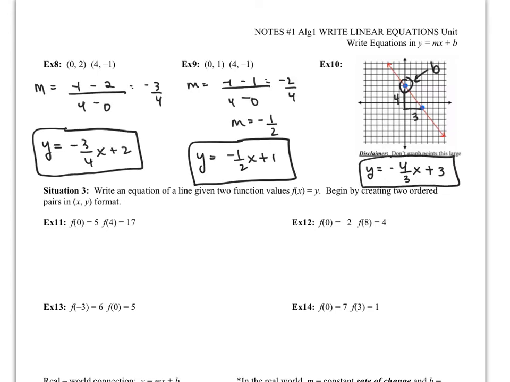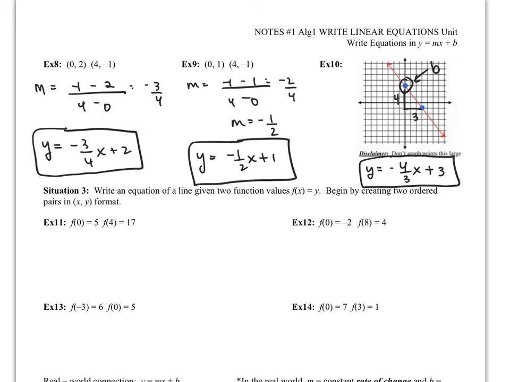On example 8, we were going to have a slope of negative 3/4, and of course our y-intercept is 2 since it's paired with 0, so y equals negative 3/4 x plus 2. On example 9, we had a slope of negative 1/2, don't forget to reduce, and the y-intercept is 1 since it's the number paired with 0 for an equation of y equals negative 1/2 x plus 1.